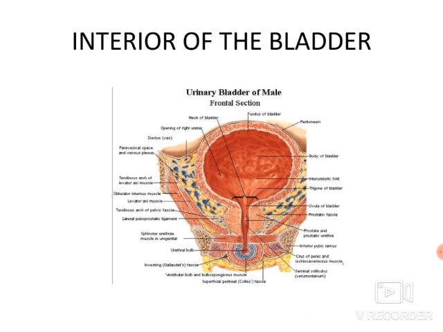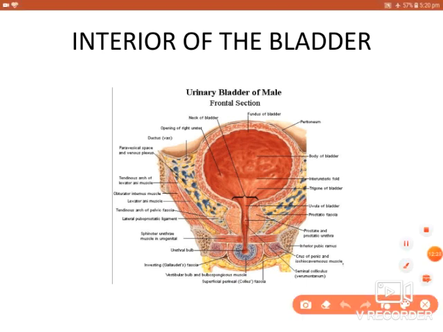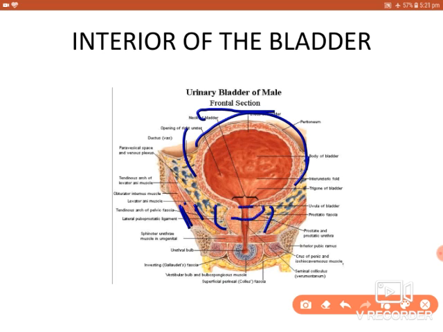Then coming to the interior of the bladder, what you're seeing here is the frontal section. Here you can see the urinary bladder of a male. Here is the prostate. Here you can see the muscles. This one is the levator ani. This is the obturator internus. It relates to the infralateral surface. Here this part is the neck of the bladder. From here, this orifice is the internal urethral orifice. Urethra starts.